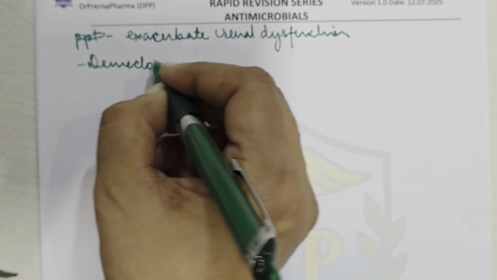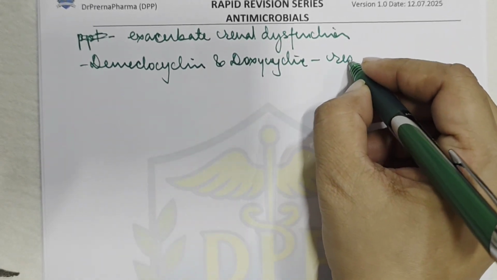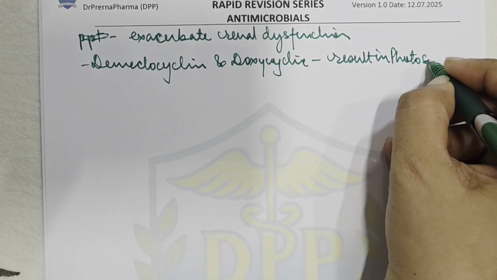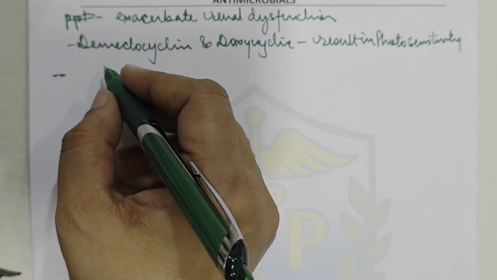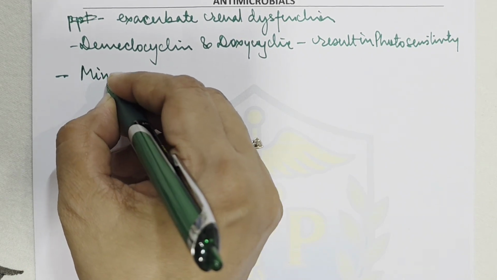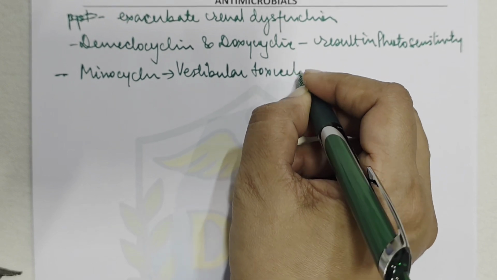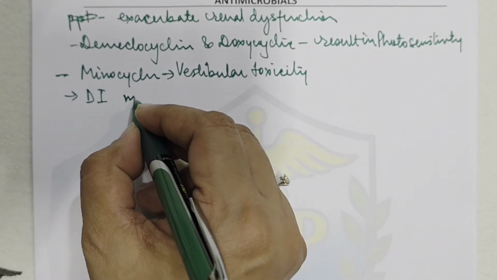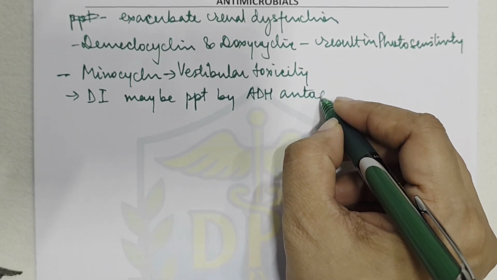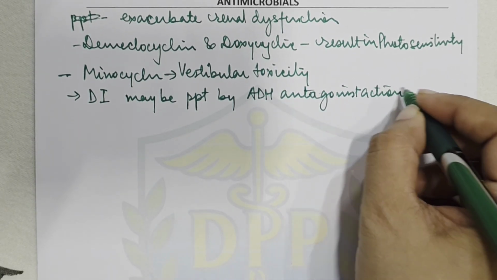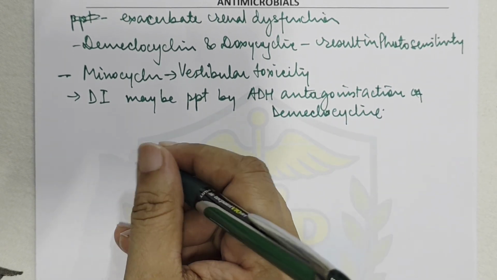Then demeclocycline and doxycycline can result in photosensitivity. Then minocycline may lead to vestibular toxicity. Diabetes insipidus may be precipitated by the ADH antagonistic action of demeclocycline, right?